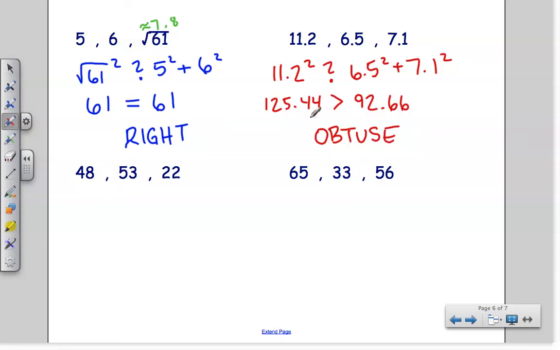Alright, for tomorrow I want you to do these last two. Figure out, first of all, do we have a triangle made there at all? And then is it acute, right, or obtuse? Based on checking the converse of Pythagorean theorem. So always testing how c squared compares to a squared plus b squared and what kind of triangle you have.